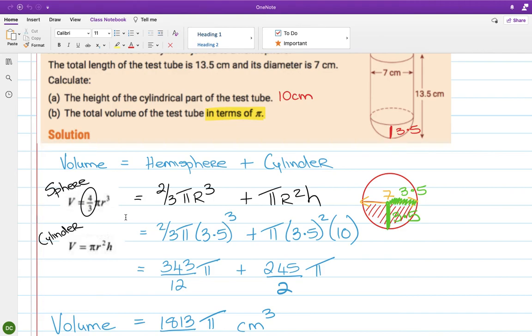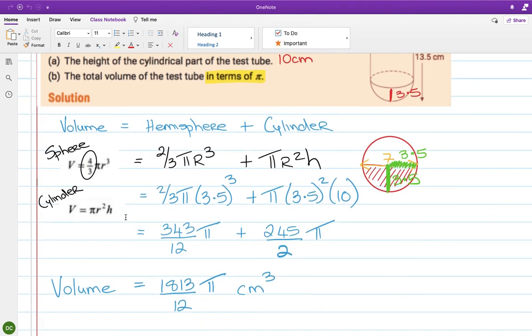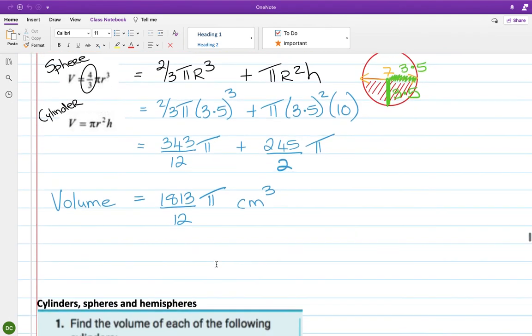Why are those numbers so awkward? Sorry, I'm just going to try this, make sure I didn't do anything stupid. Plus pi, 1813 over 12 pi. Yep. So that's it. And they asked for it in terms of pi, so I have to leave the pi. You can figure out what 1813 over 12 is as a decimal if you want, but there's no point. The fraction is more accurate, so leave it as a fraction.